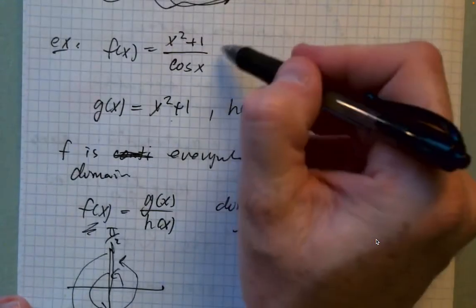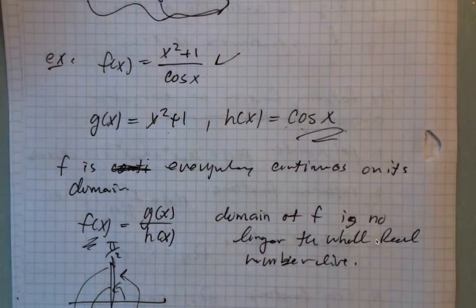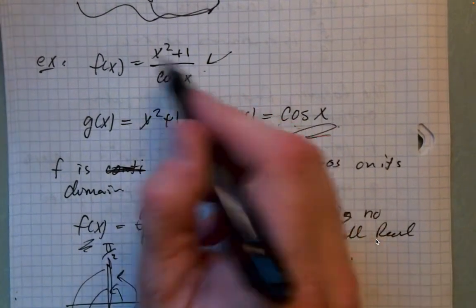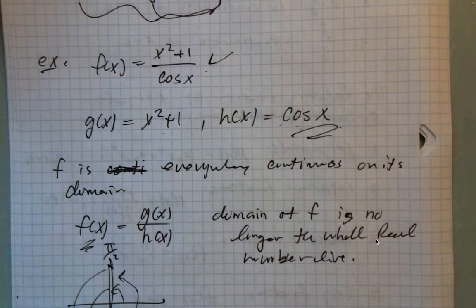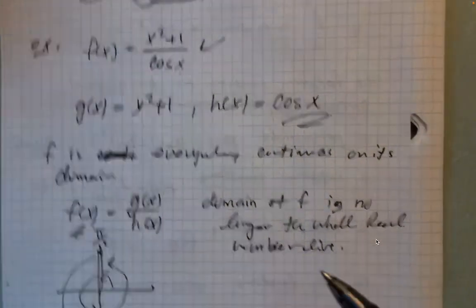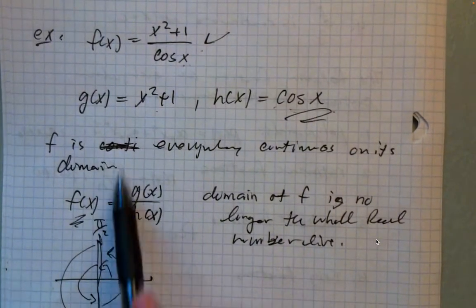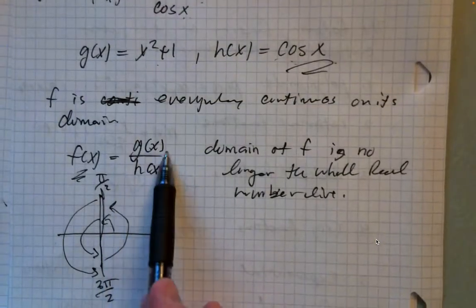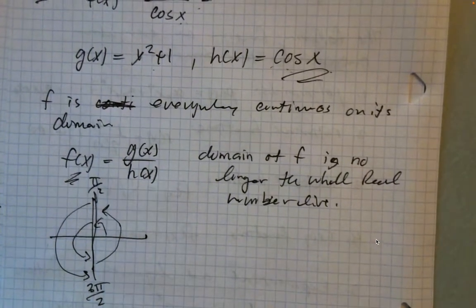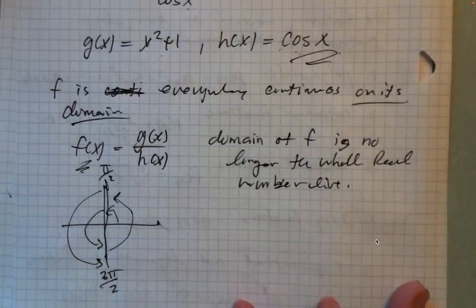So you may look at this and say this is not everywhere continuous on the real number line, and that's very true, because the function is not defined for every real number, right? Because you have cosine of x in the denominator. But the theorem that we just talked through says that the ratio here of g of x over h of x should be everywhere continuous on its domain, and that's true in this case as well. Okay, so that's kind of an interesting one to think through.